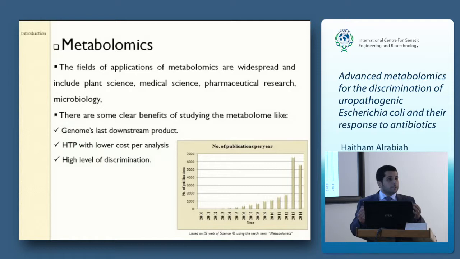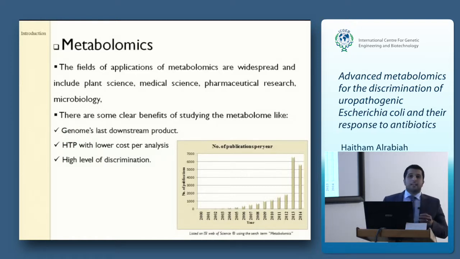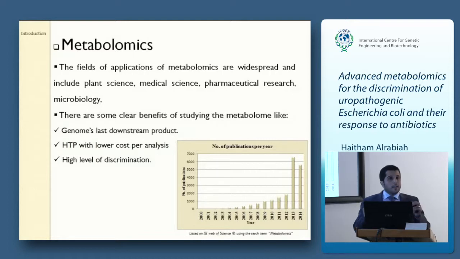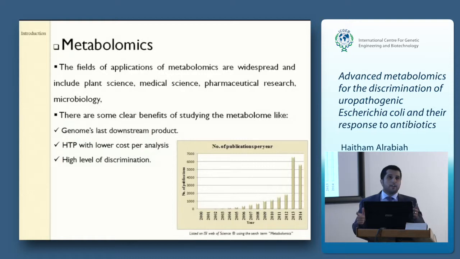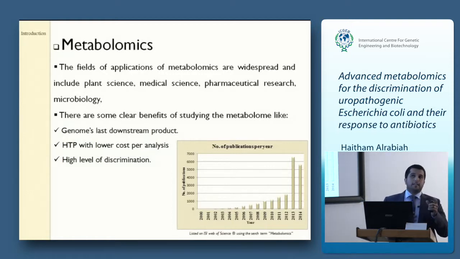Additionally, the application of metabolic control analysis demonstrates that changes in the concentration of metabolites can be observed even if alteration in the concentration of transcript or protein, for example, is small or not detectable. So this makes metabolomics a highly discriminatory field that can be used to detect changes in biology. These advantages and many others are reflected in the number of publications, which has grown in the last few years.